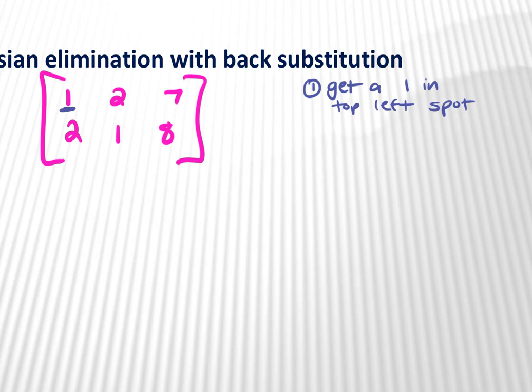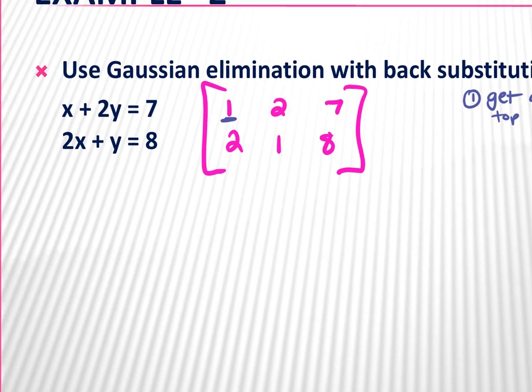But let's just say these rows were switched. Let's say this started as 2x plus y equals 8, x plus 2y equals 7. And I rewrote it as 2, 1, 8, 1, 2, 7. The very first thing I would do is switch those rows so that the 1 is in that top left spot. Yep, you can switch any row you want, as many times as you want.